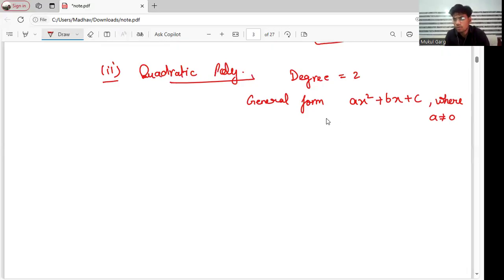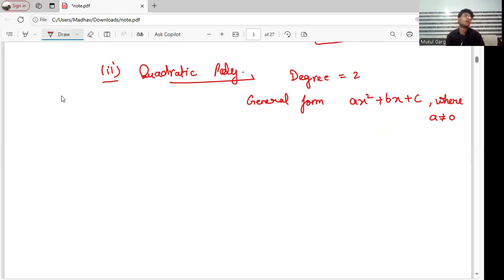a अगर 0 हो गया तो क्या होगा? 0 into x square plus bx plus c. तो 0 into x square, this term will become 0, तो bx plus c बचेगा. यहाँ पर आप देखो डिग्री 1 है, तो ये लीनियर पॉलिनोमियल बन जाएगा, तो इसीलिए a कभी 0 नहीं हो सकता. I hope this is clear for all of you. Now अब बहुत आसान है ये.